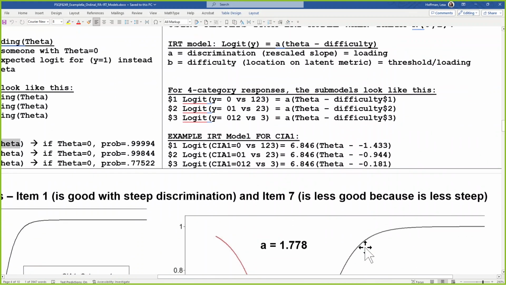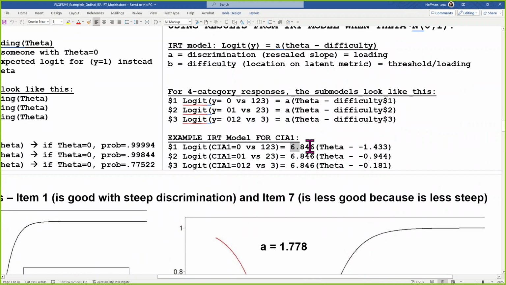If I did the same thing with the IRT solution, it would look like that, where I would fill in the difficulty values per submodel instead, and A would be sitting out here, same as the factor loading.